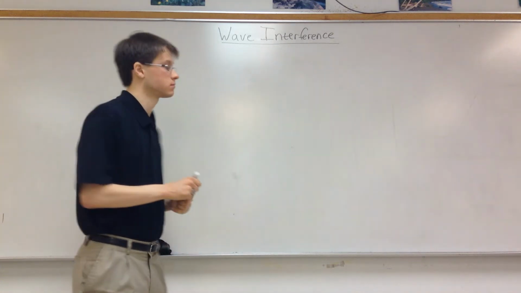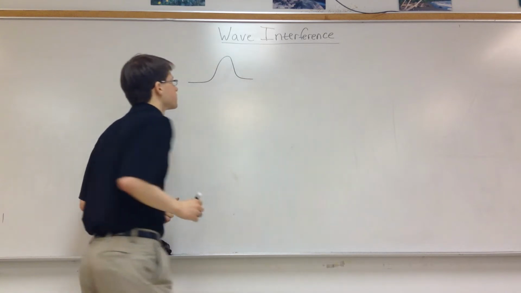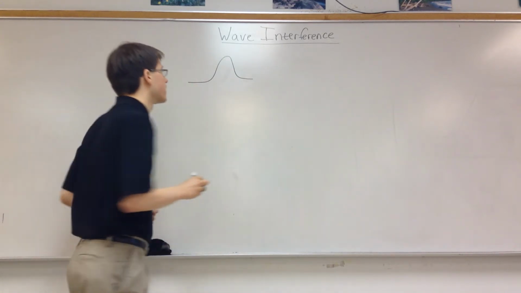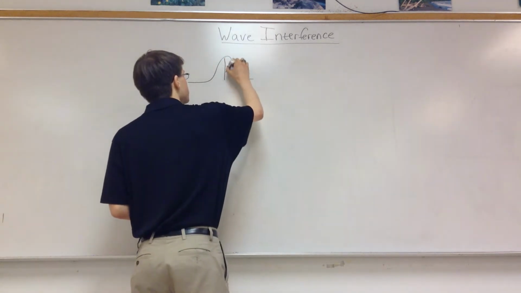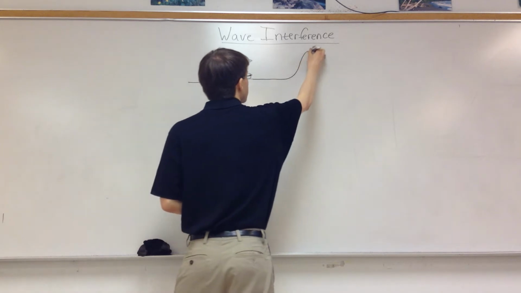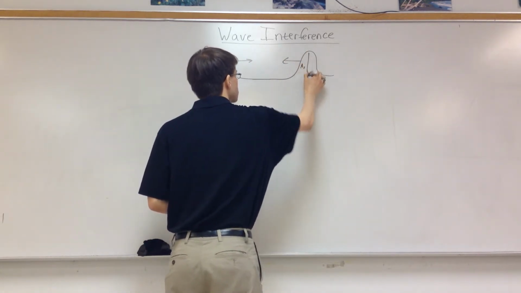If I have a string and I send a wave pulse down the string, where a wave pulse is just a kind of a chunk of wave where I go like this once and I send a wave down. Let's say it has an amplitude of A1 and it's moving to the right. And then I'm going to send another wave pulse in the opposite direction. It has an amplitude of A2.